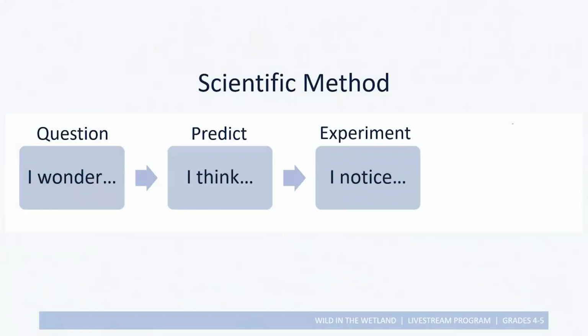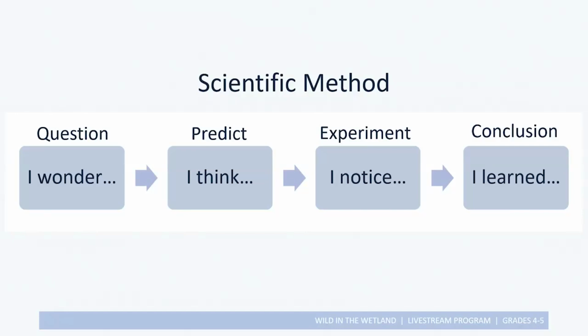Then we do our experiment, and we notice and observe what is going on, and we take note and watch carefully what happens in the experiment. And then at the end, we have our conclusion, and we get our results where we learn something new. We may not get a clear answer to our question right away, but at the end of all experiments, we will learn something.